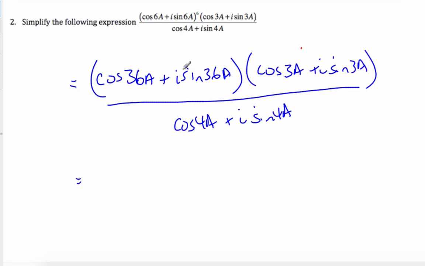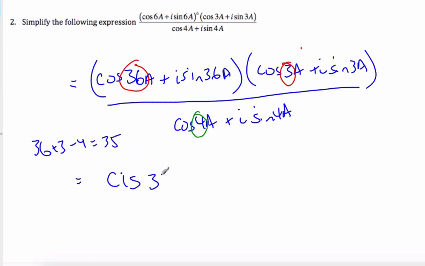And so now I use the operations of multiplication. When I multiply these two, I end up adding these angles. And then when I divide, I end up subtracting the 4. So putting it all together, I end up with cis 36 plus 3 is 39, minus 4. So 36 plus 3 minus 4 is equal to 35. And so it ends up being cis 35a. That is simplified.